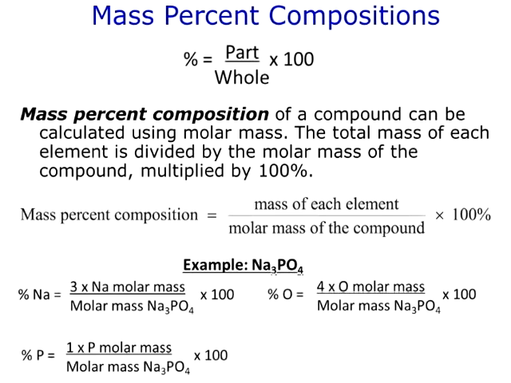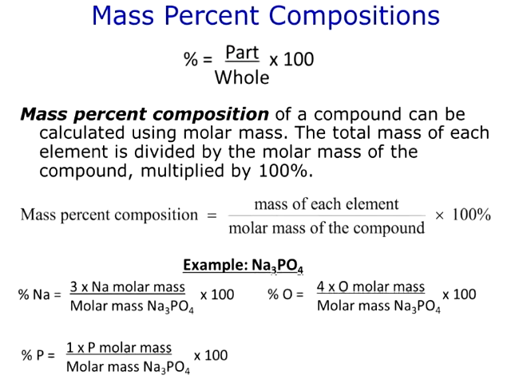Percent composition in chemistry is calculated like any percent composition in math. You take the part, divide it by the whole, times 100, and you have your solution. Mass percent composition of a compound can be calculated using molar mass. The total mass of each element is divided by the molar mass of the compound multiplied by 100. The element in question is the part. The molar mass is the whole. So therefore, mass percent composition equals the mass of each element divided by the molar mass of the compound times 100, according to the formula.